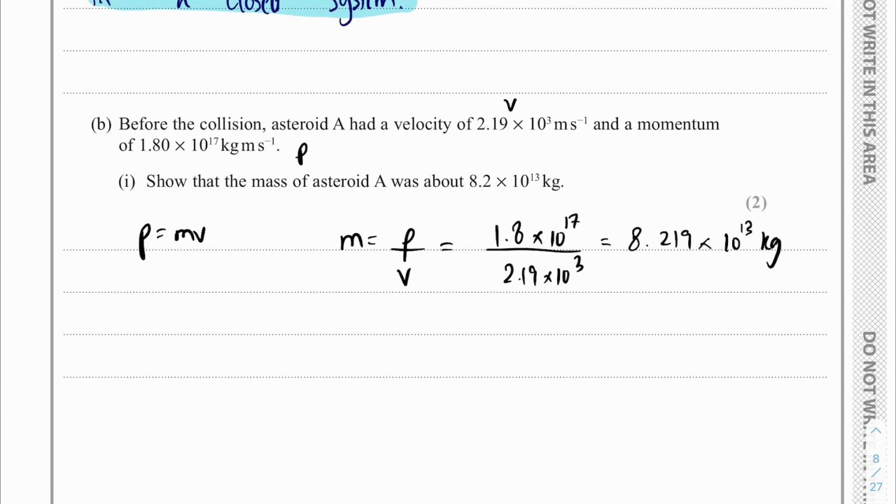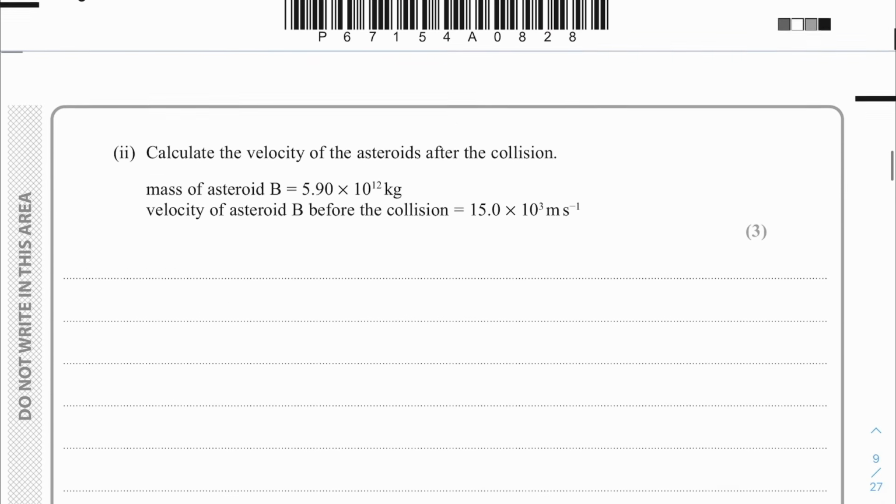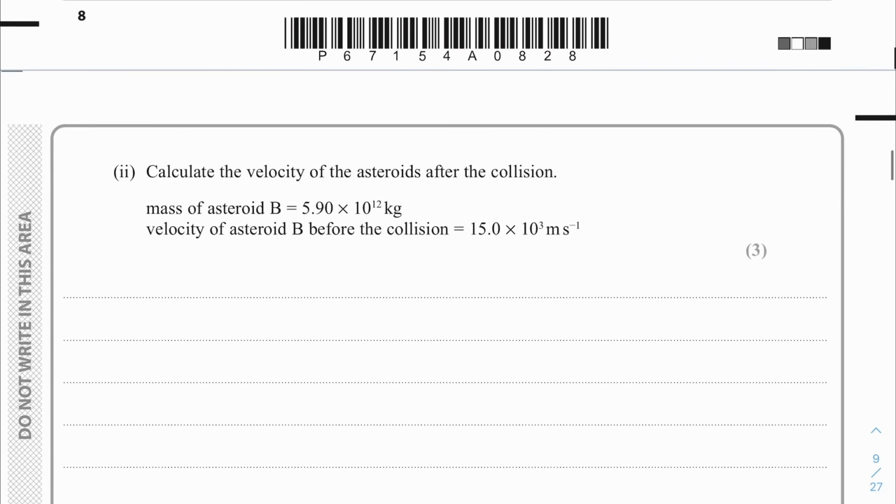And since we want to show this is around 8.2, we round to one more significant figure than 8.2. So that will be 8.22 times 10 to the power of 13 kilograms. All right, so that is the answer. Let's move on to part II. Calculate the velocity of the asteroids after the collision.